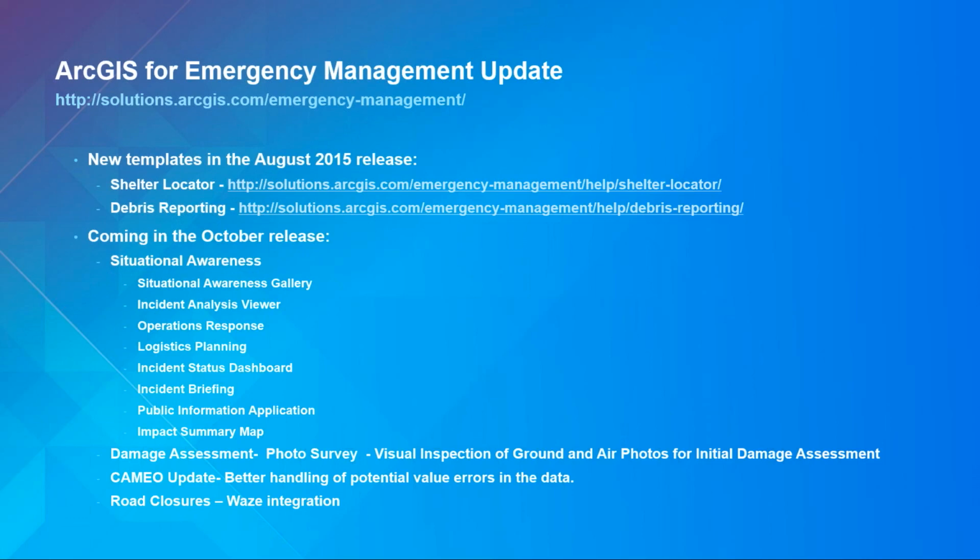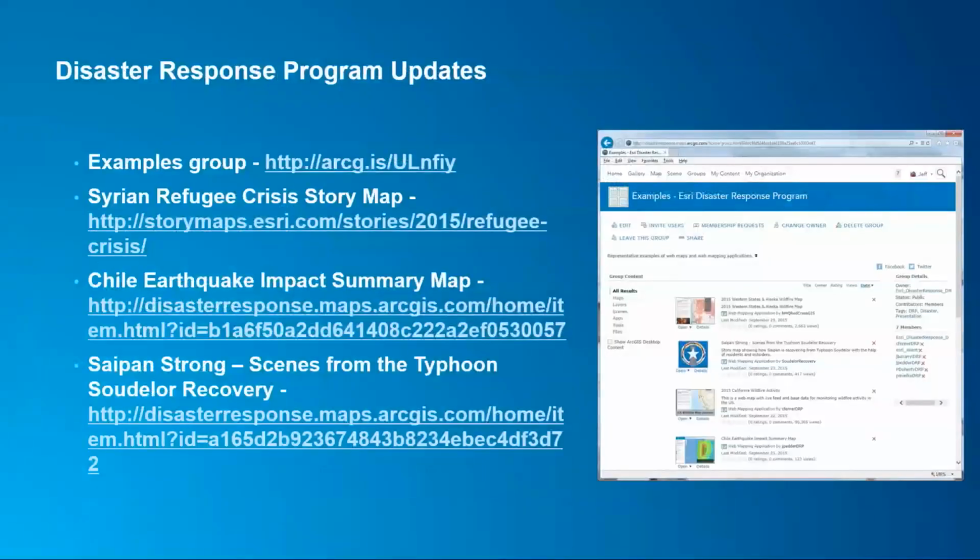Another thing that we wanted to talk about is updates from our disaster response program. This month, we've updated our examples group. This is a public group that shows recent examples of information products that either the user community or the disaster response program has put together. And I wanted to highlight a couple of those.